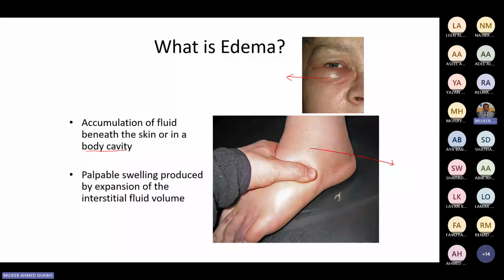How do you diagnose the edema? You just press the skin for a few seconds and then leave. You will find a depression. The skin will be depressed. That is called pitting. The edema is present. Okay.